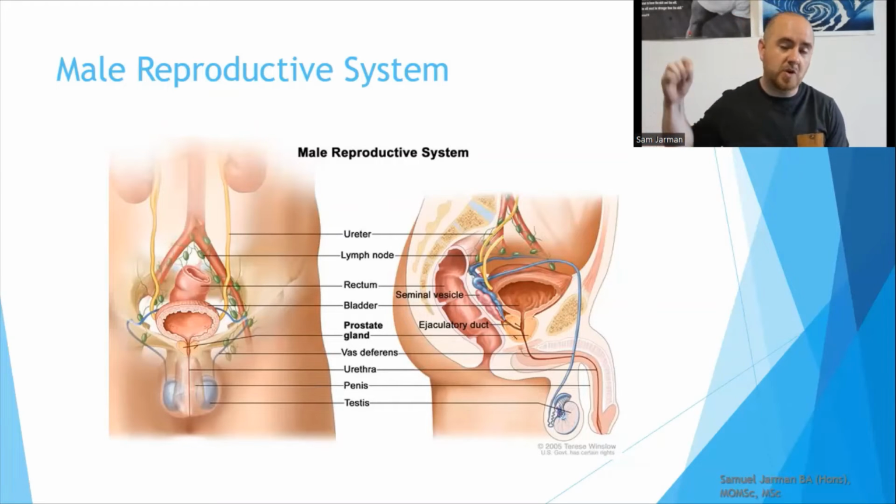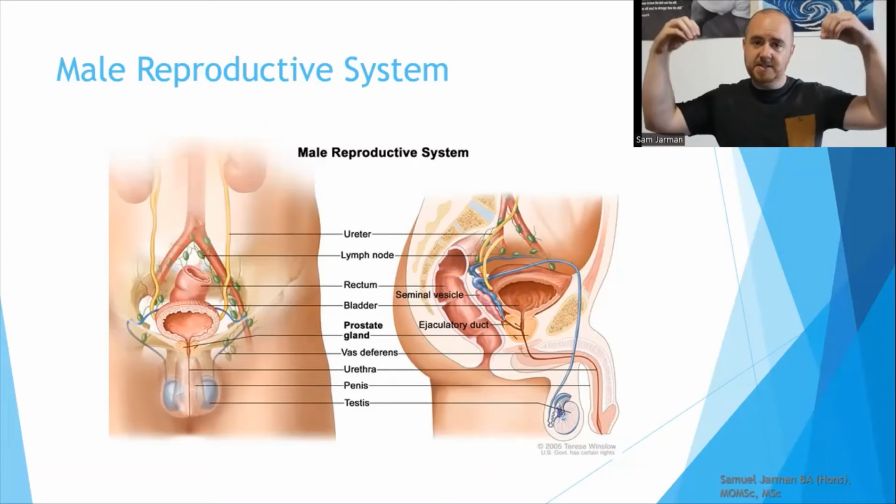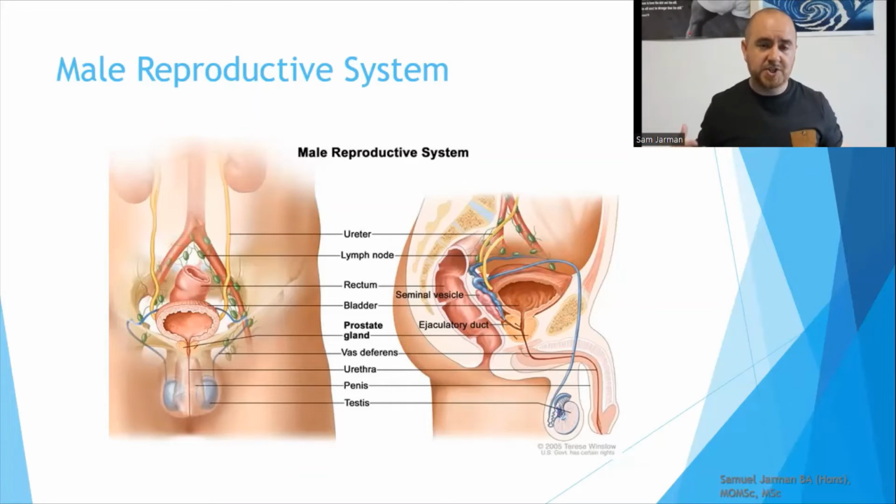Now, the cremaster muscle is essentially an extension of the internal oblique muscle. And as such, it is going to either raise or lower the testicles in relation to temperature control or temperature concerns, such that sperm production is maintained.